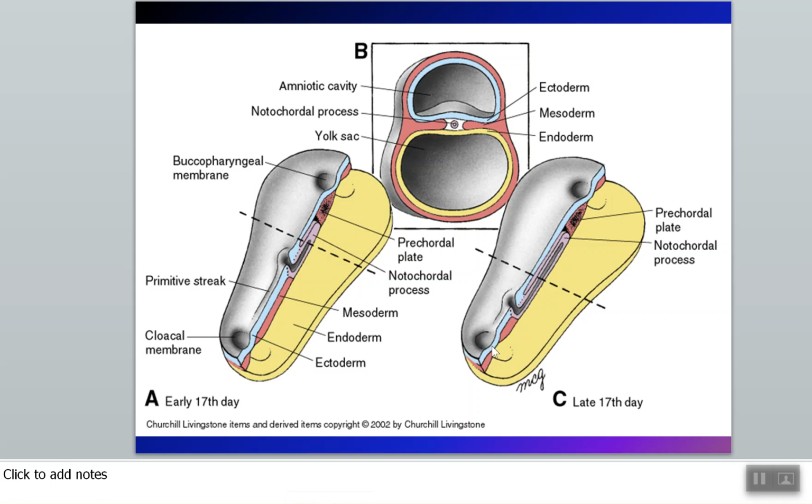Again, in the caudal end of the embryo, we have a depression. Here, again, the endodermal layer is directly attached to the ectoderm, and we don't have a mesodermal layer, because the red color is the mesodermal layer. The name of this depression in the caudal region is the cloacal membrane.